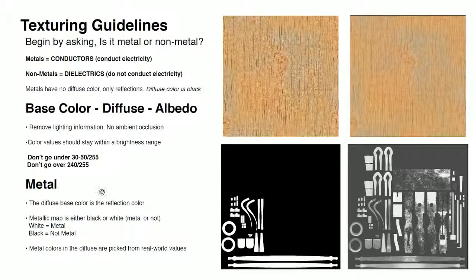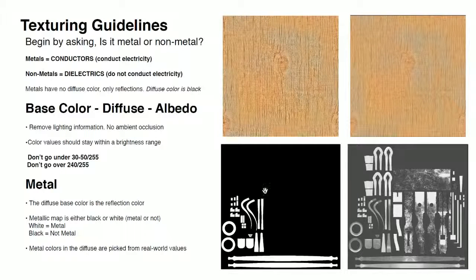Okay, so the next thing is metal. So how does metal work? This kind of took me a bit to understand, and actually, once I got it, it's really simple. Maybe I'm just dense, but after I got a handle on it, I was like, oh wow, this is actually so much easier to do than juggling specular and glossiness. So anyways, like I said before, the diffuse base color is the reflection color.